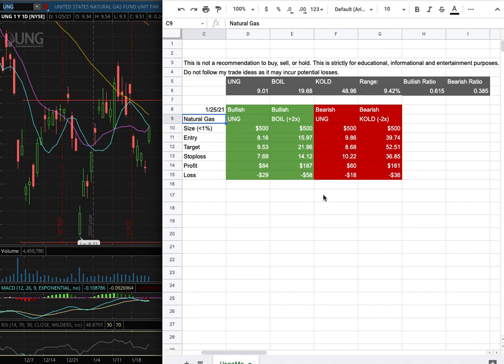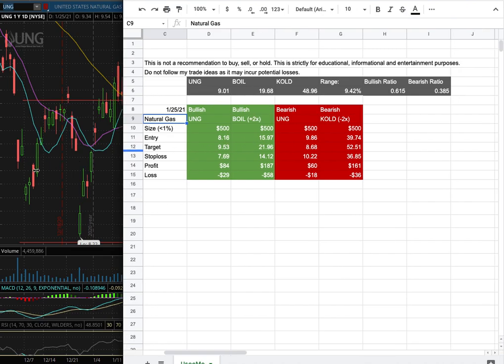However, if I were to open a short position, my entry is at $9.86, and that is this range here. My sell target for it is at $8.68, and my stop loss is at $10.22. So whichever entry price were to hit, that'll be my position of the week.